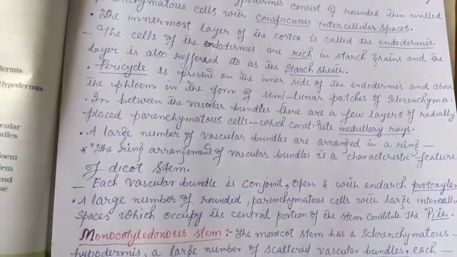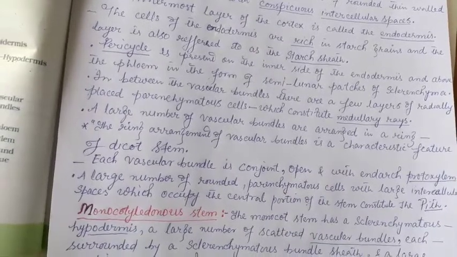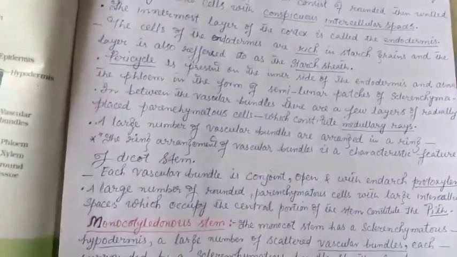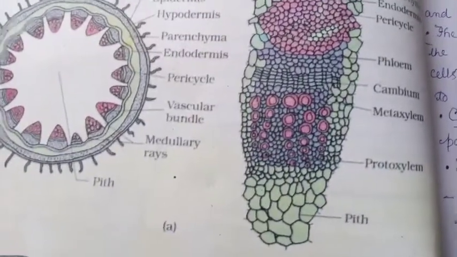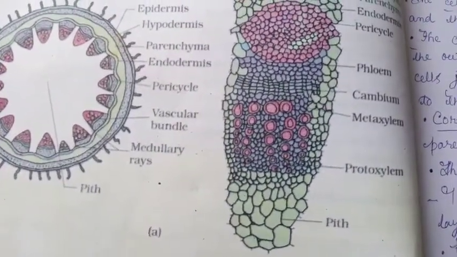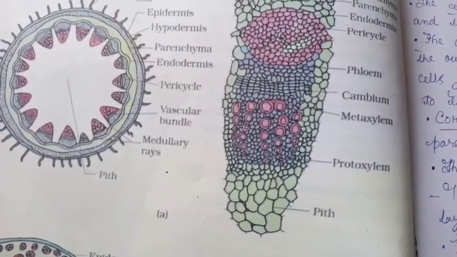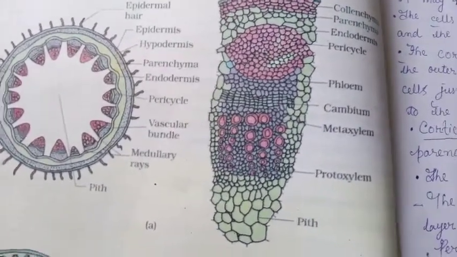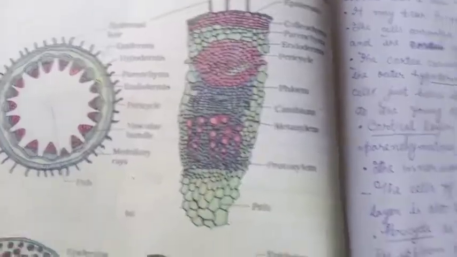A large number of rounded parenchymatous cells with large intercellular spaces, which occupy the central portion of the stem, constitute the pith. And this is it, pith at the bottom, with protoxylem and metaxylem, and then the phloem, and in between lies the cambium. And this is the transverse section of a typical dicot stem.